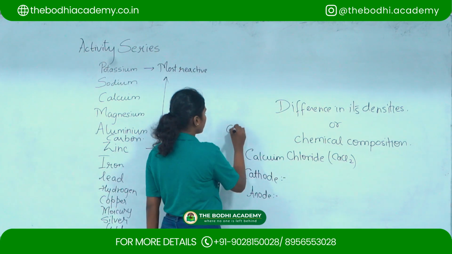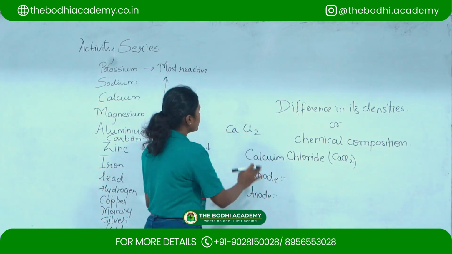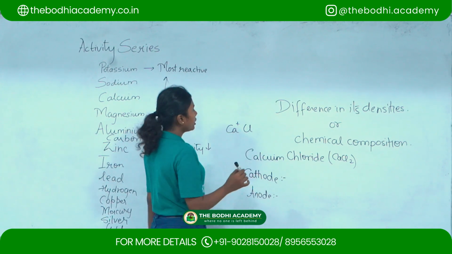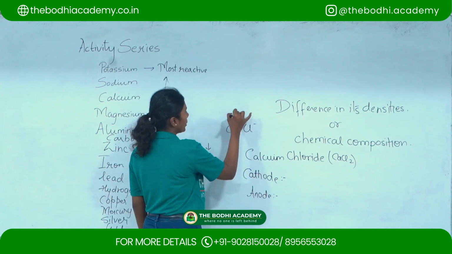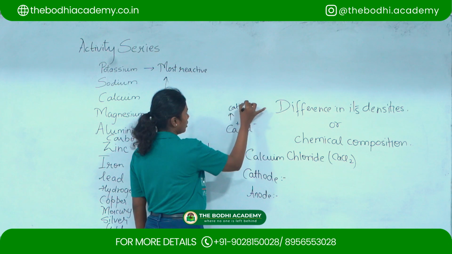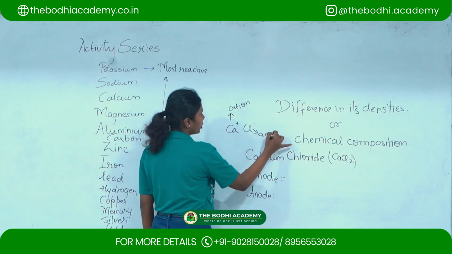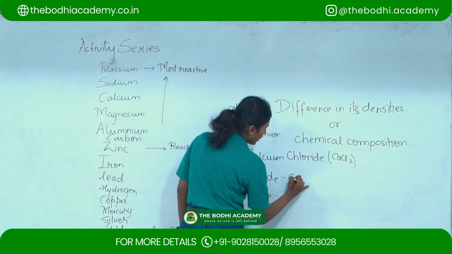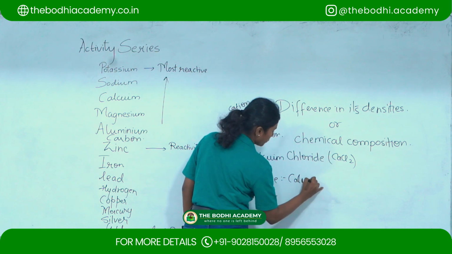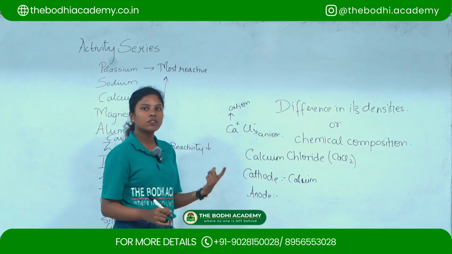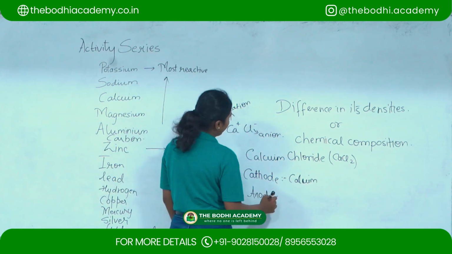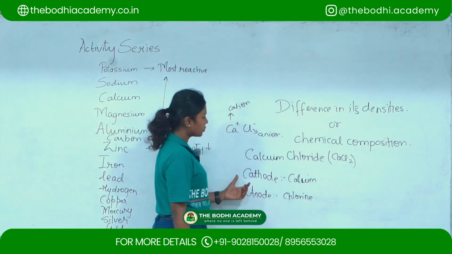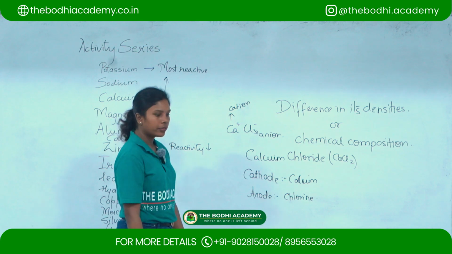Now if we look at CaCl2, we have calcium, which is positively charged, and chlorine, which is negatively charged. So this one becomes our cation and this one becomes our anion. Over here at the cathode we will have our calcium, because mostly at the cathode we have the pure metal states, and at the anode we will have the chlorine. So at the cathode we'll have calcium and at the anode we will have chlorine.